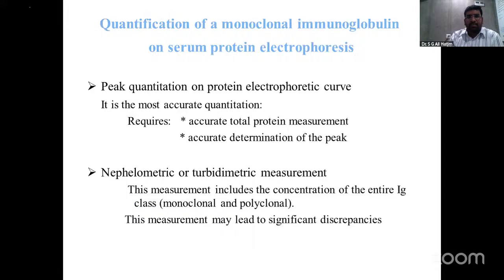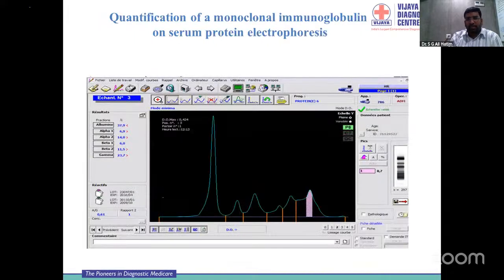Quantification we can do on the curve, so it will be most accurate. Or by other methods also, nephelometry or turbidimetry, but there are some discrepancies. So mostly on this electrophoresis curve only we quantify. This is one screenshot where you can see how we quantify whenever we see a peak.